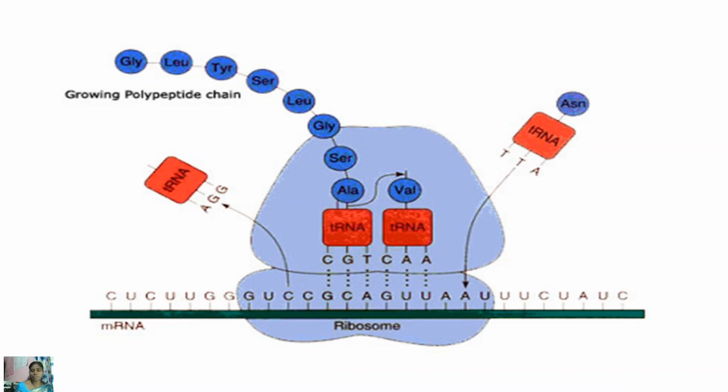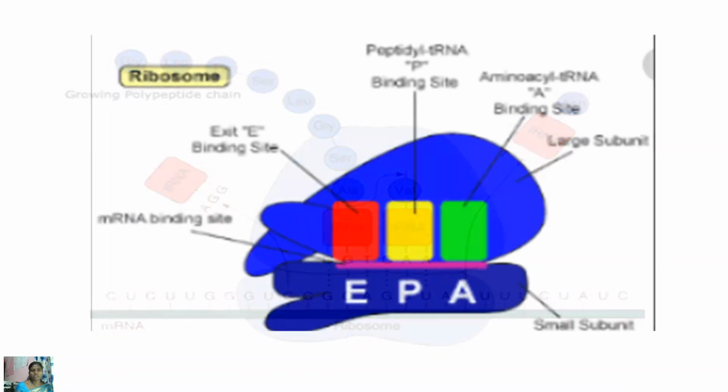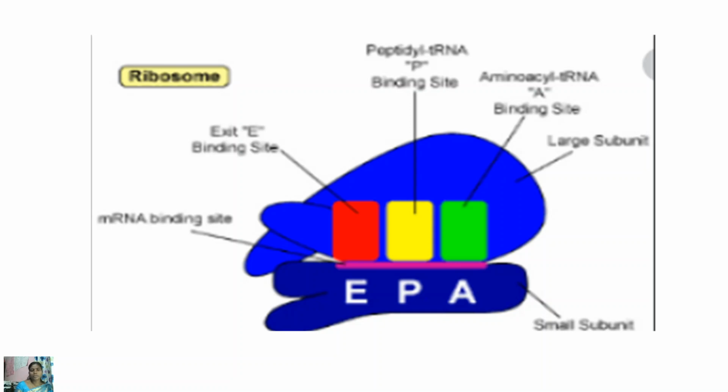You can also notice the growing polypeptide chain. As I told you, the ribosome has 3 important sites, E, P and A. The E site is the exit site. The P site is the peptidyl tRNA binding site. The A site is the aminoacyl tRNA binding site, where the new incoming tRNA brings the amino acid to the site of protein synthesis. And here you can see the site where mRNA binds, and the larger subunit and the smaller subunit.